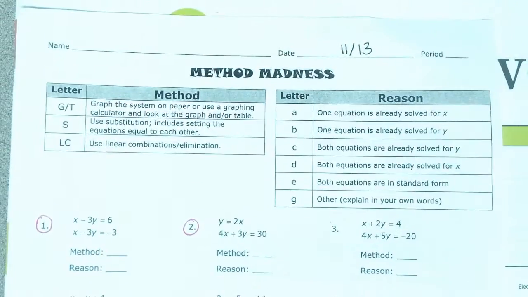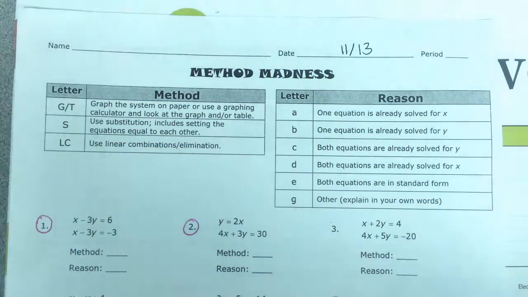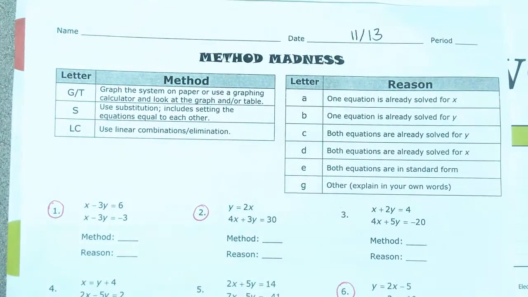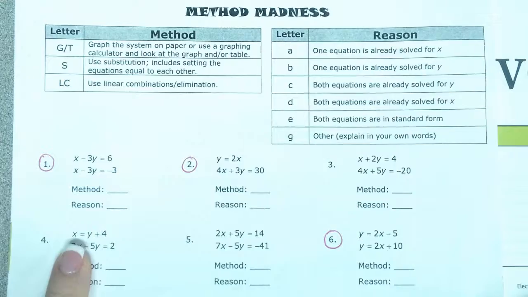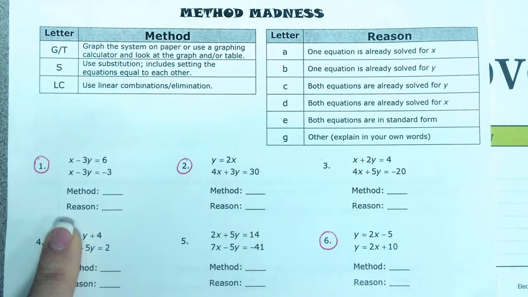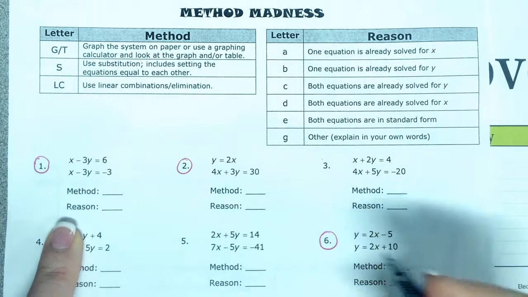method madness here. Okay, so some of these I'm going to do with you, and then some of them you're going to be left to do on your own. So looking at number 1, we have x minus 3y equals 6 and x minus 3y equals negative 3. So what form are those equations in? They're in standard, so which method would we use?